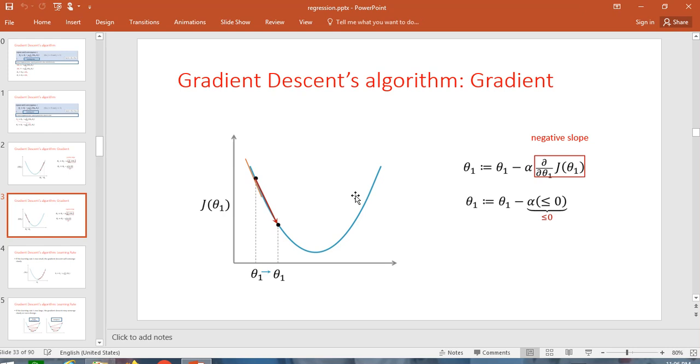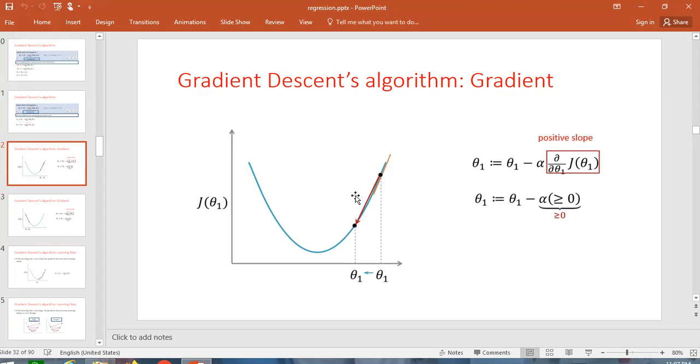Intuitively, we check the algorithm. Suppose we choose a random point. The slope of a point in the function means the slope of the tangent line to the curve of the function at that point. Intuitively, we knew that we should move to the left in this figure.